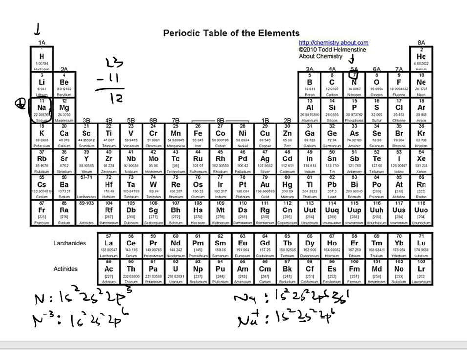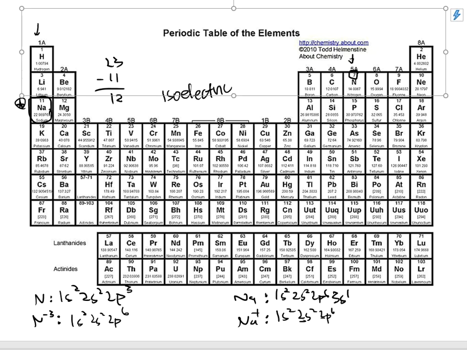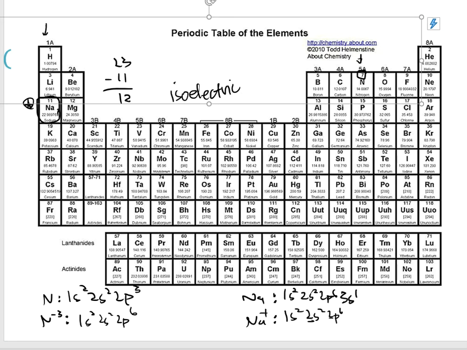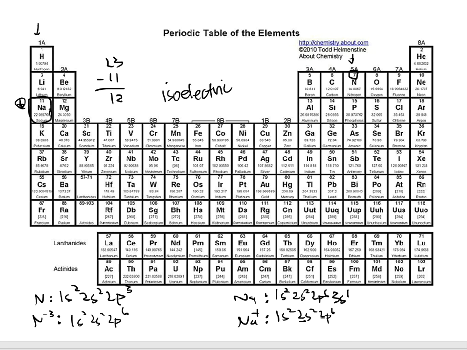Now there's going to be one more term, and this term is called isoelectronic. Isoelectronic basically refers to this concept that when we get charged atoms, they change their electron configuration. And if they change their electron configuration, as in the case of N-3, then this configuration could match another one. So let's say that we didn't know this was N-3, and I just gave you this electron configuration, and I said, what atom is this?